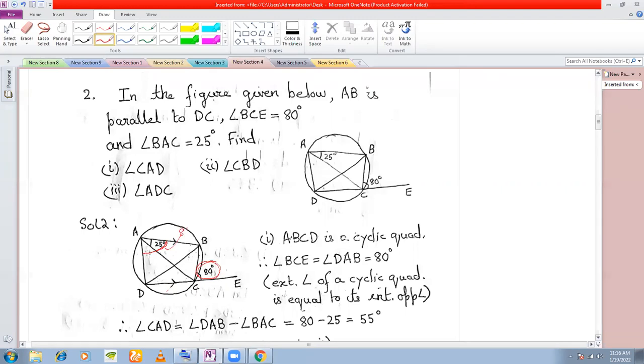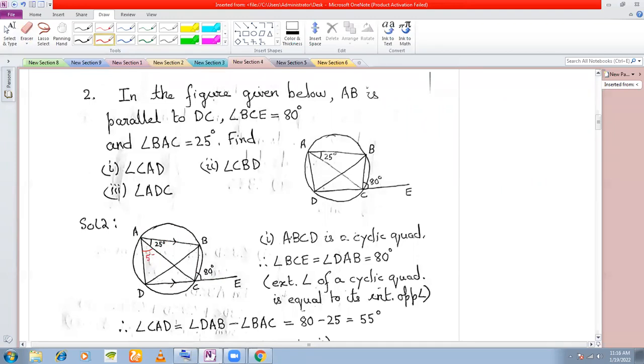If this entire angle is 80 degrees and this angle is 25 degrees, what should be this angle? 80 minus 25, which is equal to 55 degrees, right? So we have found angle CAD. That answers the first question. So let's write what we have found. Let's write this as 55 degrees.